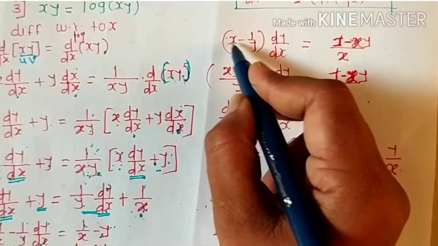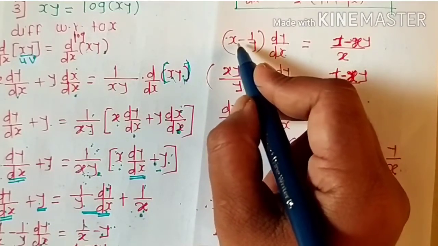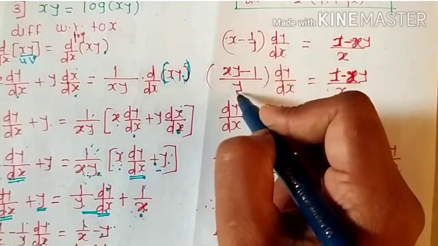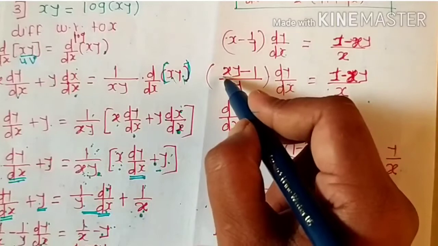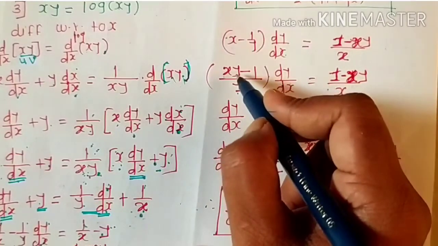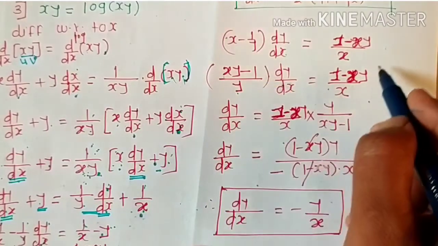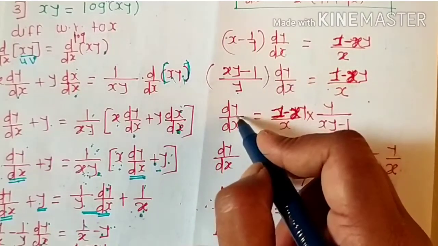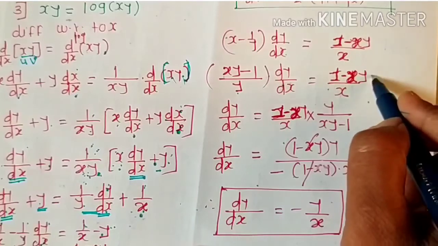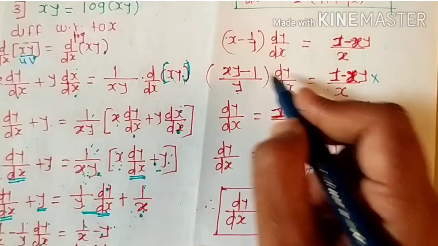So when we cross multiply this, we get xy minus 1 divided by y. Then transfer this term to the right hand side. When we transfer, it becomes the reciprocal of this, that is y upon, the numerator goes to the denominator and the denominator goes to the numerator. That means dy by dx is equal to this term into, what we get, y divided by xy minus 1.